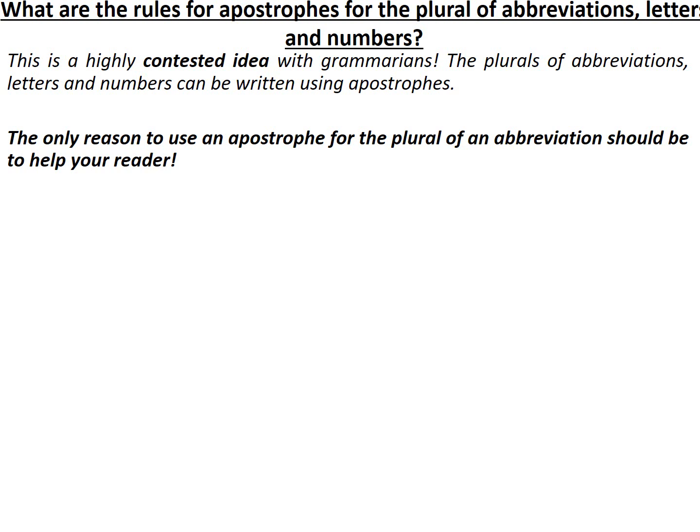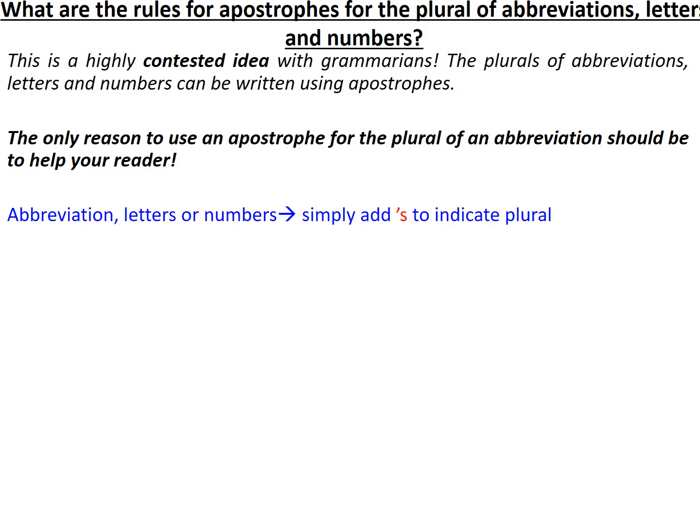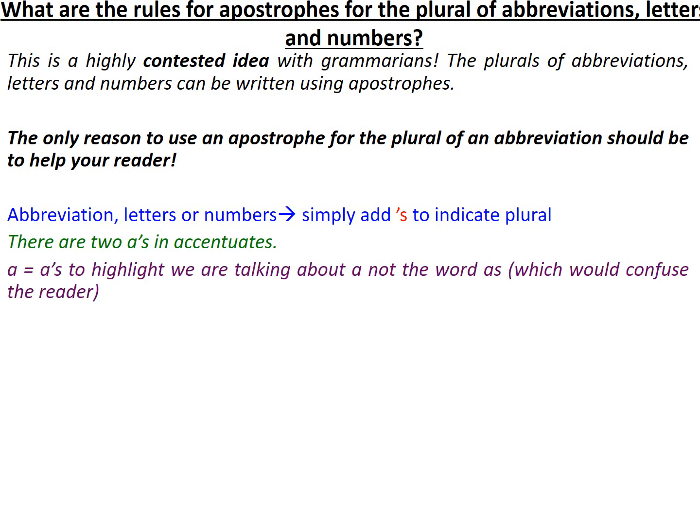So technically, for any abbreviation, letters or numbers, when we're considering their plural, all you need to do is add the apostrophe S to indicate that it's a plural. For example, there are two A's in accentuates. I'm referring to A, the letter, and I'm referring to more than one of the A. But to highlight that I'm talking about the letter A, not the word as, which would confuse the reader if I didn't have the apostrophe, that's why I include the apostrophe.